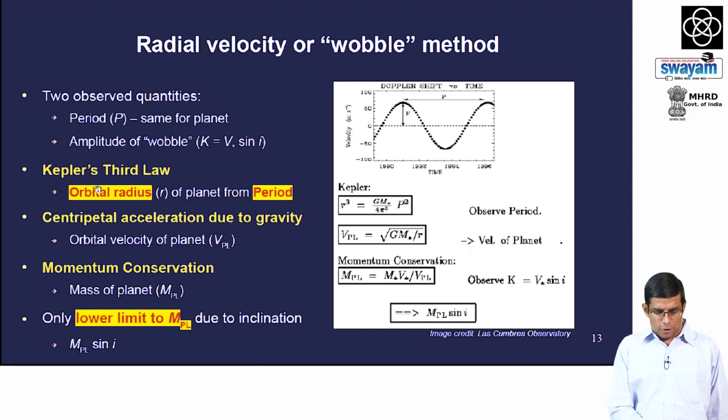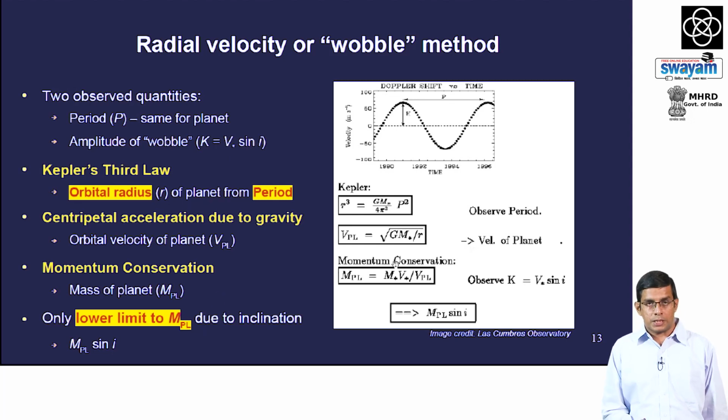Now, using Kepler's third law, we can obtain the orbital radius. This is Kepler's third law, where of course, we have made the approximation that the stellar mass is much larger than the planet mass. So, once we obtain the period, Kepler's law gives us the orbital radius r. Also in a circular orbit, we can calculate the centripetal acceleration of the planet, and that is of course caused by the gravitational pull of the star. Using this, we can obtain the velocity of the planet in this form. So, we can obtain the orbital velocity of the planet from this.